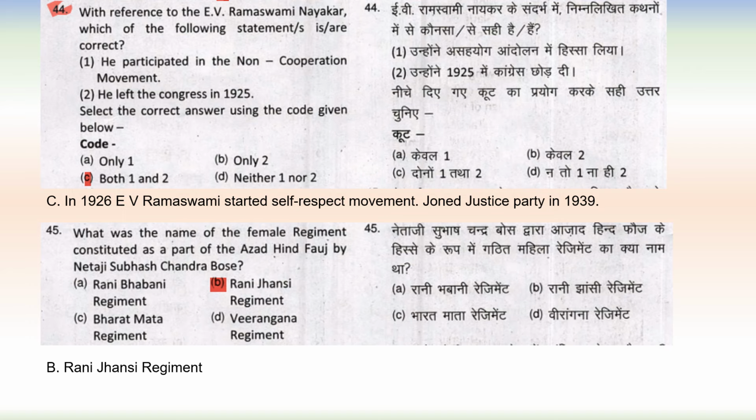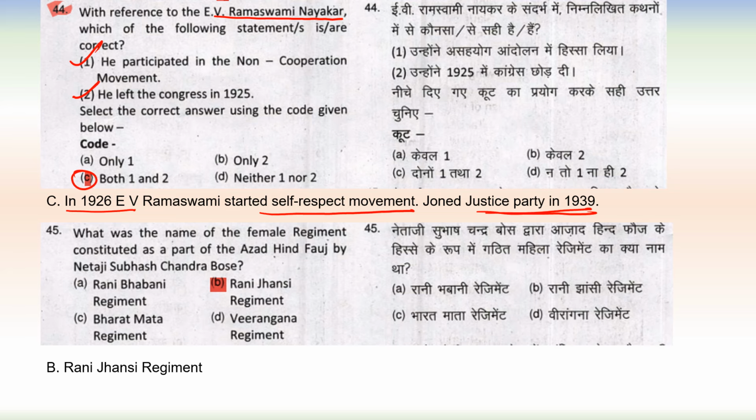Next one. With reference to E.V. Ramaswamy Nayakar, which of the following statement are correct? He participated in non-cooperation movement. Yes, this is correct. He left Congress in 1925. Yes, this is also correct. So here both 1 and 2 are correct. In 1926, E.V. Ramaswamy started self-respect movement and joined Justice Party in 1939. So he left Congress in 1925. He participated in non-cooperation movement. In 1925, he left Congress.